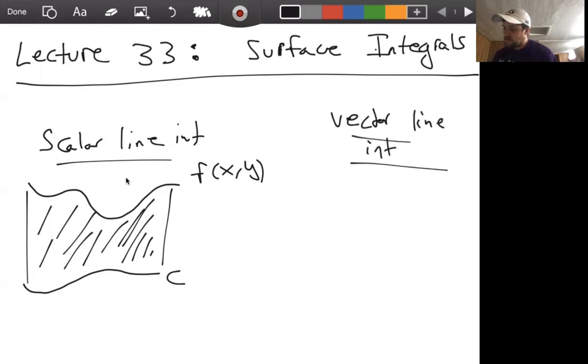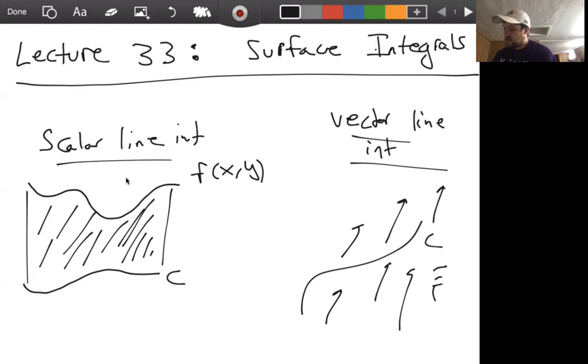Or vector line integrals, which gave us, we have some curve C, we have a vector field F, and then the vector line integral told us the work it takes to move a particle along this curve. We have these analogs to now surfaces S instead of just these curves C.